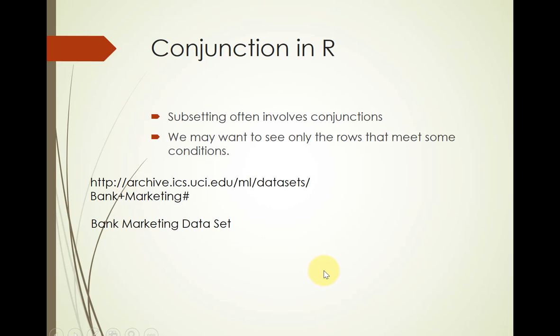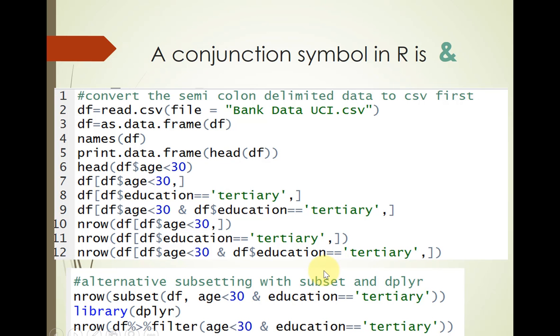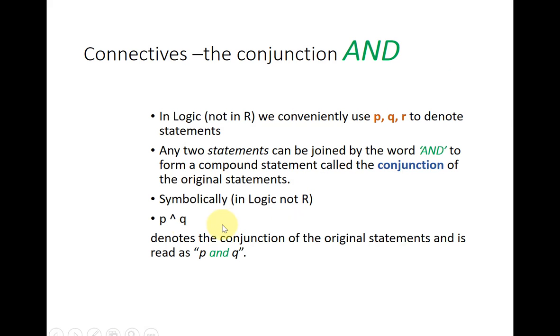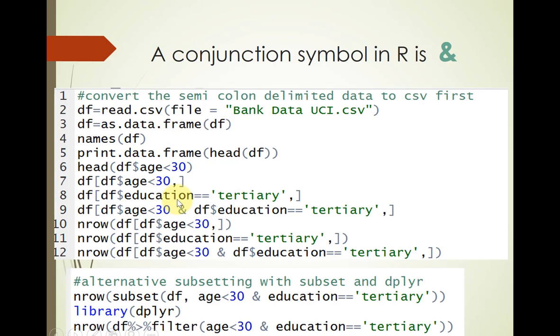Okay, now let's look at this code, and then we'll actually run it after we examine it here. The conjunction symbol in R, one of them, is this symbol here, the ampersand. So that's how you form a conjunction in R. The way you denote it in logic is to use this, but in R, that's not how you do it. You use this symbol.